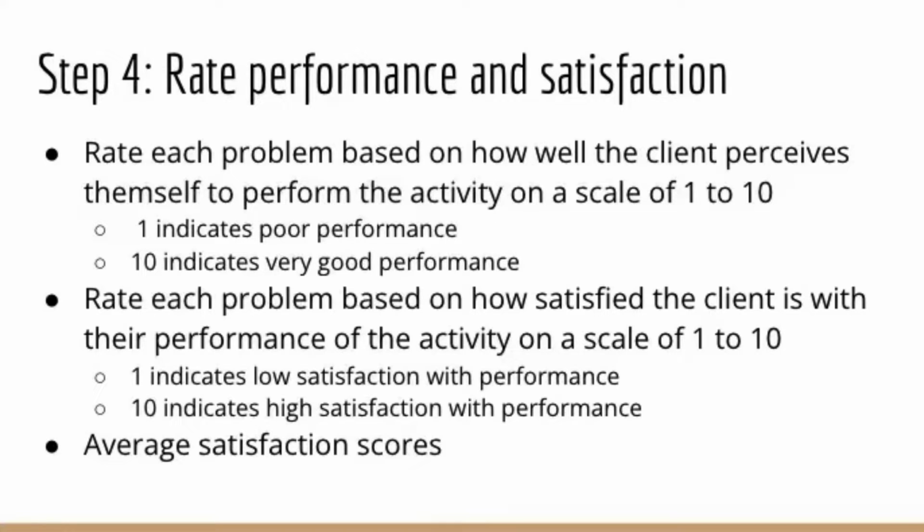After selecting 5 problems for further scoring, the therapist will ask the client to rate each problem based on how well they perceive themselves to perform the activity and how satisfied they are with their performance. This step also uses a 1 to 10 scale, with 1 indicating poor performance and low satisfaction with performance, and 10 indicating very good performance and high satisfaction with performance. These scores will be averaged and used to compare the discussed problems upon reassessment.